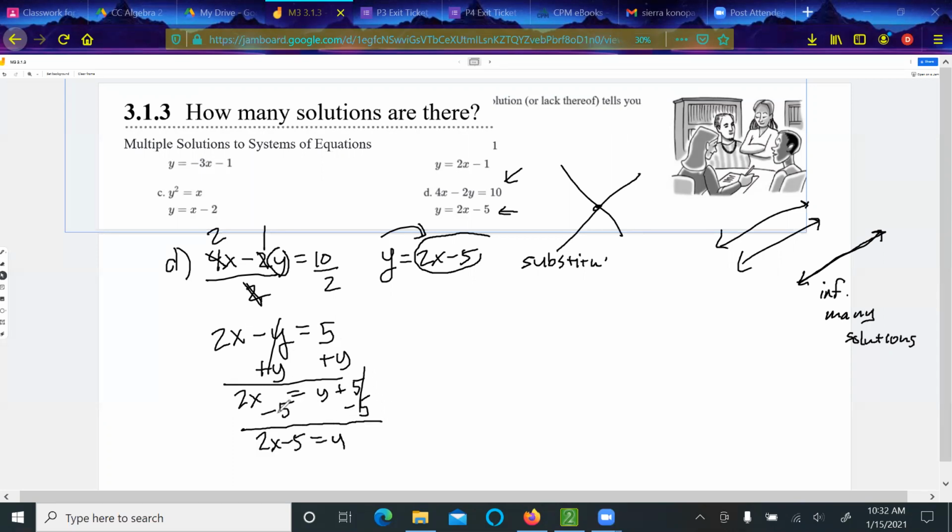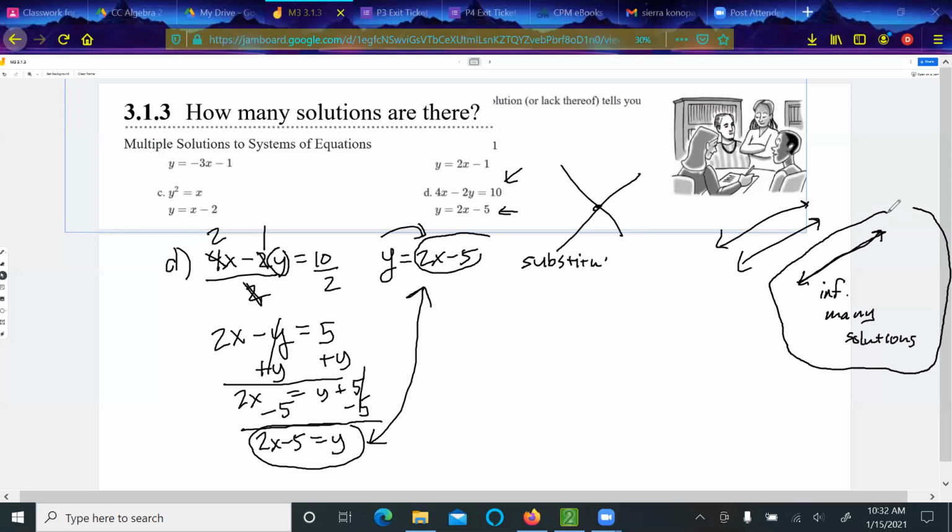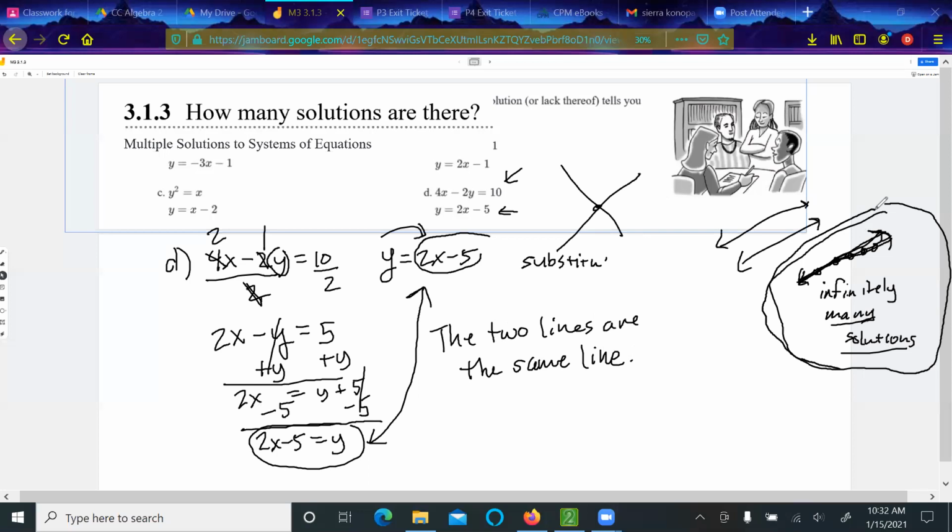2x minus 5 equals y. So you actually see this equation and that equation end up being the same, right? So we have this situation right here. If the two lines are the same line, first line, second line, where are they going to intersect? Everywhere on the line is an intersection point. So we have infinitely many solutions. So go ahead and write, that's what this is. Infinitely many solutions for this, because the two lines are the same line. Therefore, there are infinitely many solutions.